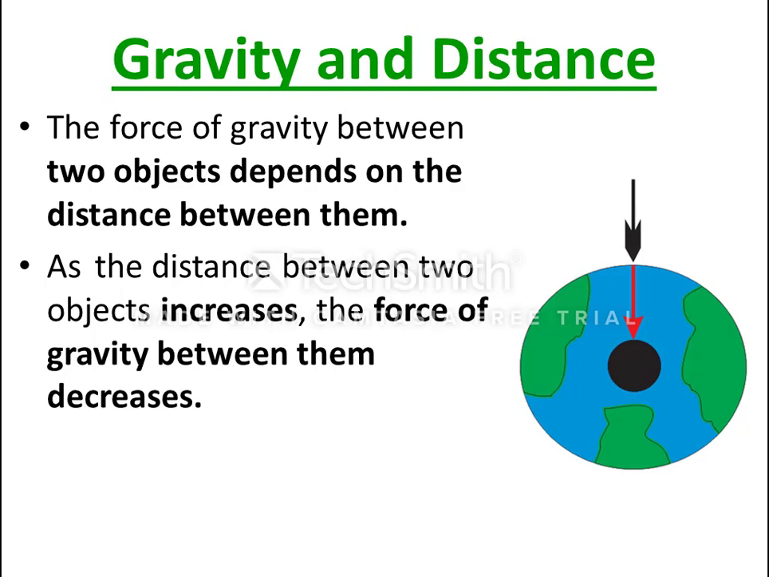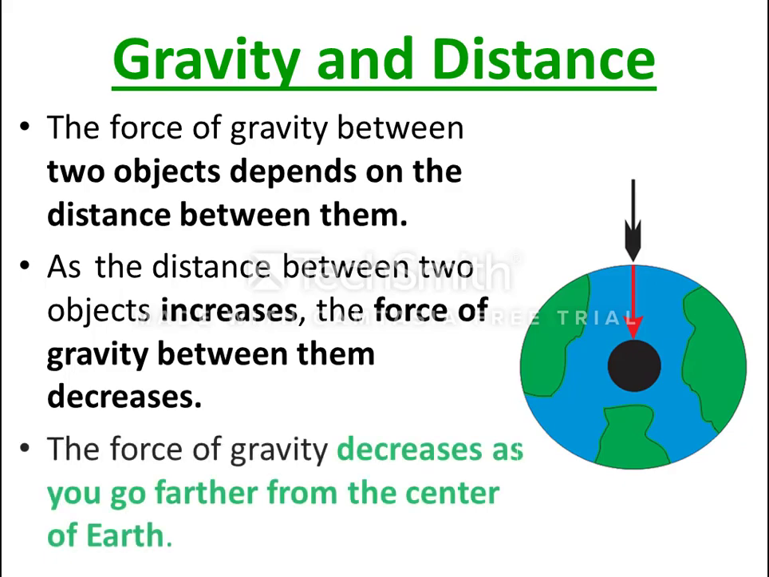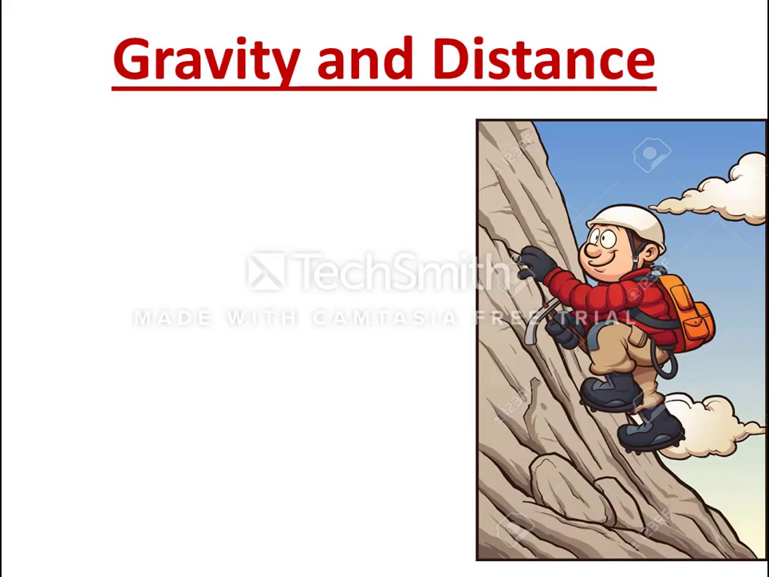It tries to reach it and pull it down, but it's getting weaker and weaker whenever the distance is getting bigger and bigger. So they are inversely proportional. Means what? One of them is going to increase, the other one is going to decrease. One of them is going to be more, which is more distance. The other part is going to be less, which is less force of gravity. So the force of gravity decreases as you go farther from the center of Earth.